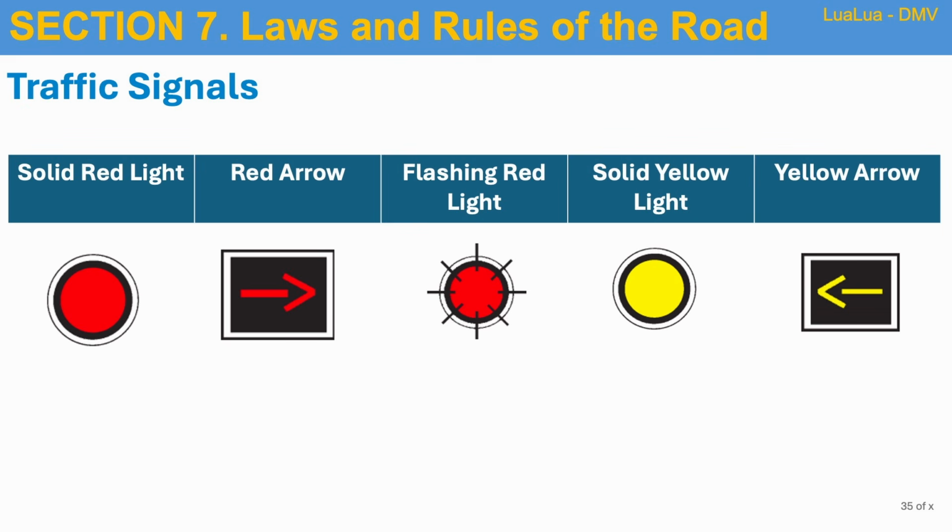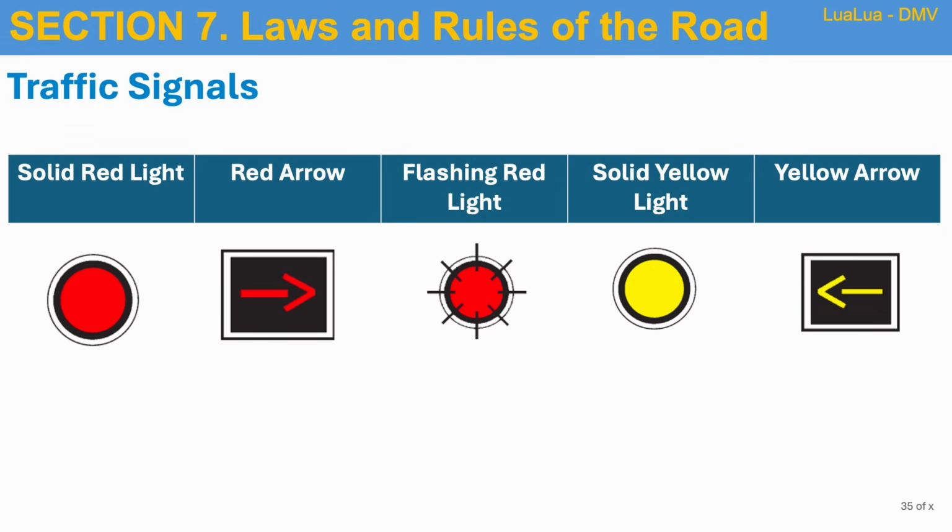Traffic signals. Solid red light. A red traffic signal light means stop. You can turn right at a red light if there is not a no turn on red sign posted. You stop at the stop or limit line, yield for pedestrians, and turn when it is safe.